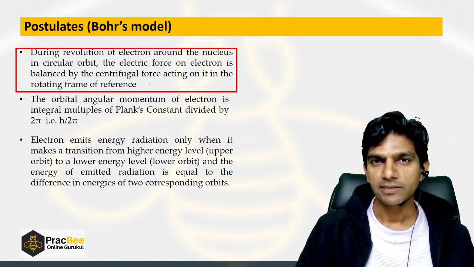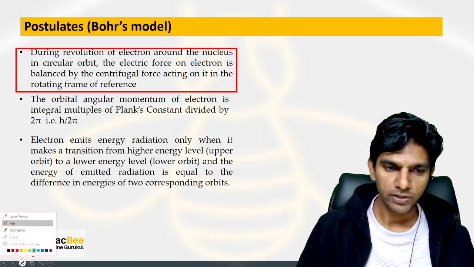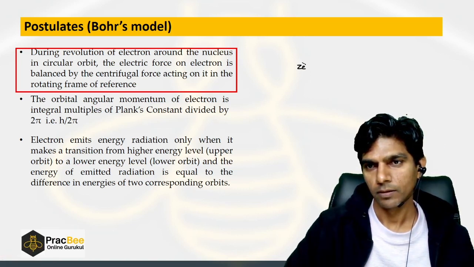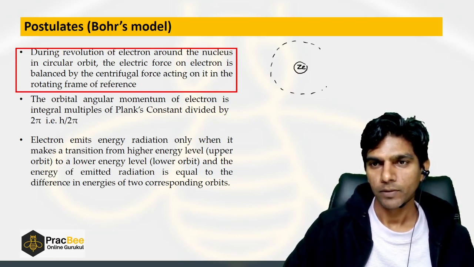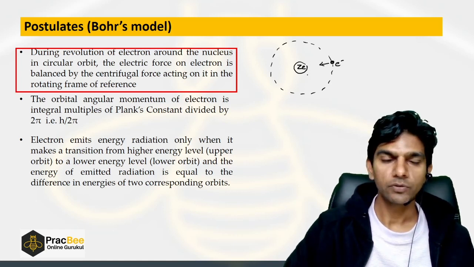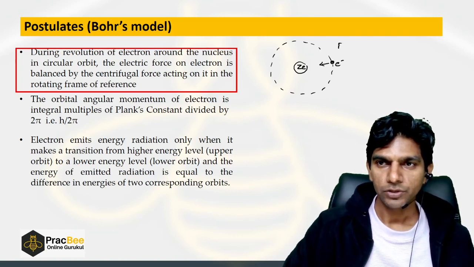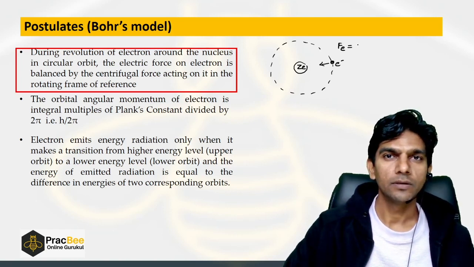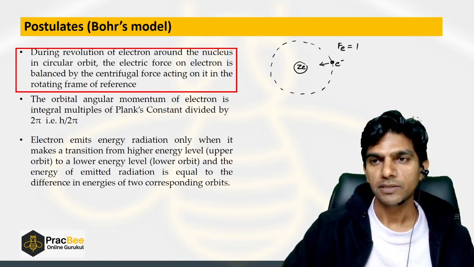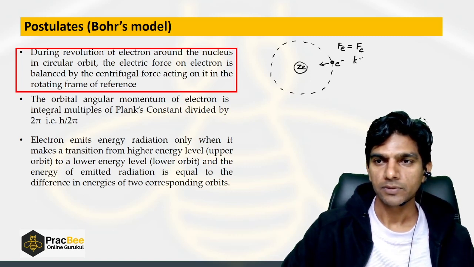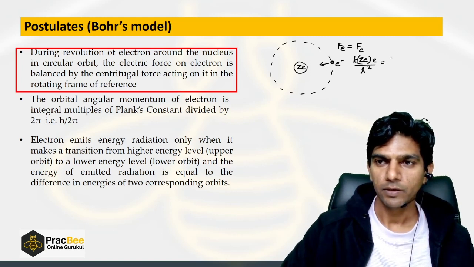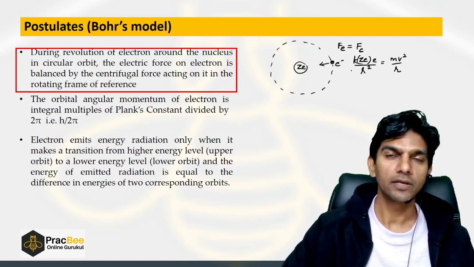The first postulate states that if we have a positively charged nucleus, then the electron is orbiting with the help of the Coulomb attraction between the electron and the nucleus. The Coulomb attraction is nothing but the agent which is providing the centripetal force. So Fe will be Fc. So we can say K times Ze times e by r square will be mv square by r. So we can apply this equation.